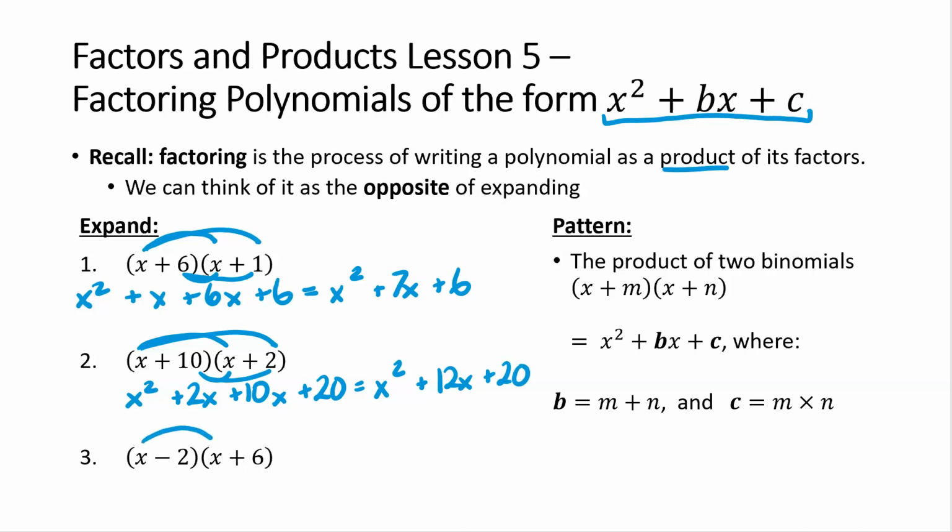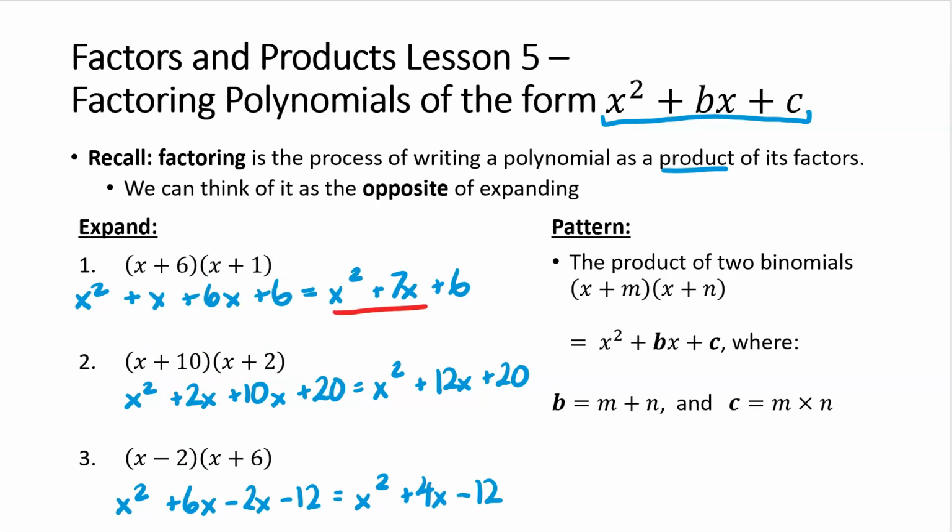Last example, x times x is x squared. X times 6 is a positive 6x. Negative 2 times x is a negative 2x. Negative 2 times 6 is negative 12. So simplifying gets us to x squared plus 4x minus 12. So when you look at the expanded form versus when you are writing as a product of 2 factors, you can start to see some patterns.